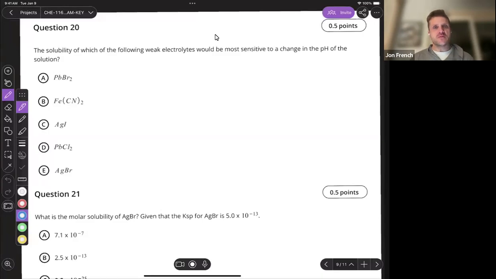All right, question 20. The solubility of which of the following weak electrolytes would be most sensitive to a change in the pH of the solution? And to answer this, we want to look at what the ions in solution are.